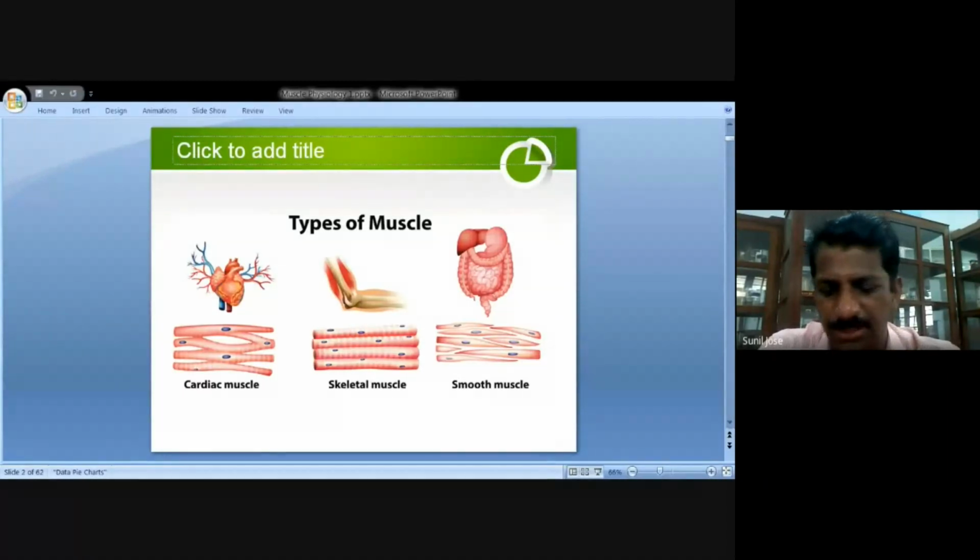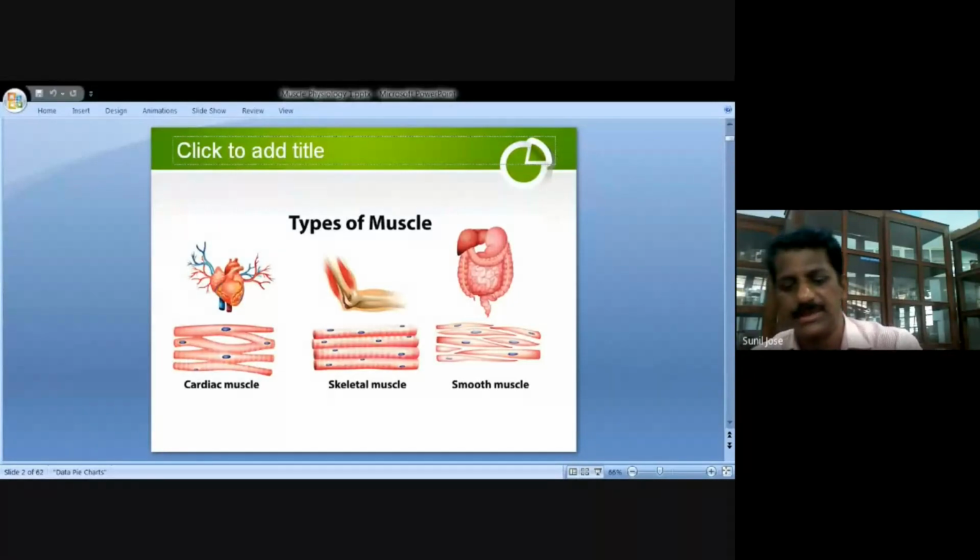As you can see in the image, the cardiac muscles are basically associated with the heart, and the skeletal muscles are called skeletal muscle because they are associated with the bone or skeletal system. And smooth muscles are most commonly found in the intestine or our stomach. So these are the three different types of muscle.